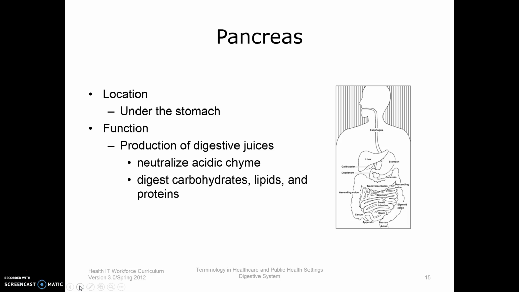The pancreas is a long, soft organ that lies behind the stomach and anterior to the spine. The location is also referred to as retroperitoneal. The pancreas, an endocrine organ, is also an accessory gastrointestinal organ. The pancreas produces various digestive juices that not only help to neutralize the acidic chyme, but also help to digest carbohydrates, lipids, and proteins.